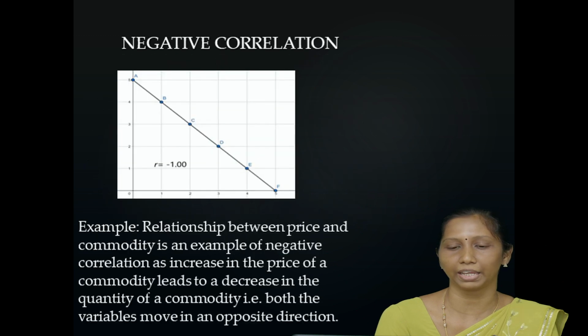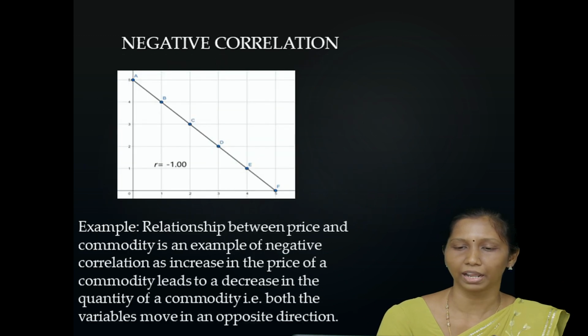We will see the diagram for negative correlation, because both move in the opposite direction. If x increases, y decreases, and if y decreases, x increases. This is the opposite direction. The relationship between price and commodity is an example of negative correlation.